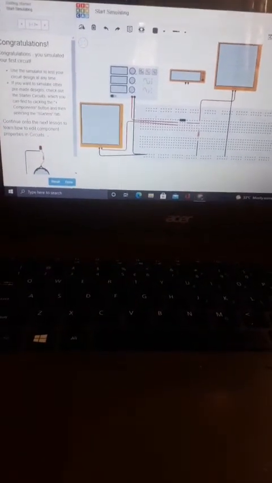So now we're going to start with figure 3 first, so our work won't be scrapped. We're just going to reverse the diode. So we've already reversed it. Starting simulation.